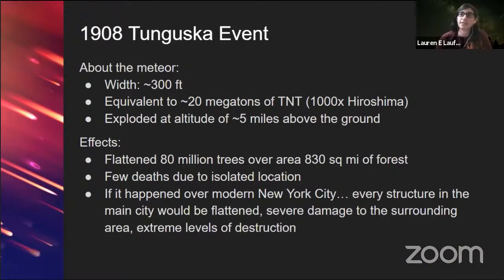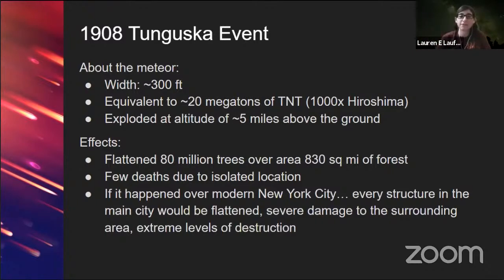Next recent disastrous event was the 1908 Tunguska event. This was from a meteor bigger than the one that made Meteor Crater, 300 feet in diameter. However, this one actually exploded at an altitude of about 5 miles above the ground. So we don't actually have an impact crater from this, but the shockwave flattened 80 million trees over an area of 830 square miles of forest.